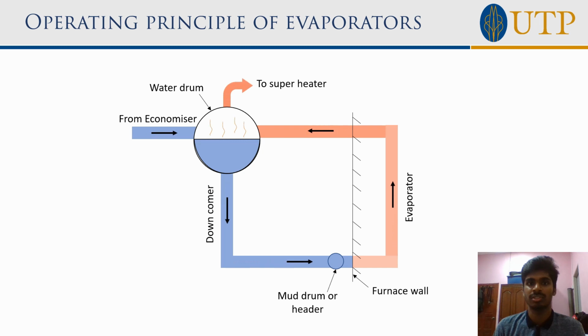This slide shows the simplest animation of the boiler system where the feed water from the economizer enters the water drum, then it will flow to the downcomer and enter the evaporator by passing through a mud drum or header. Then the mixture from the evaporator moves to the water drum again, where the steam leaves to the superheater while the water in the mixture recycles again to the downcomer.